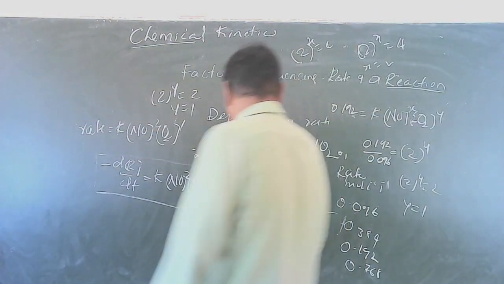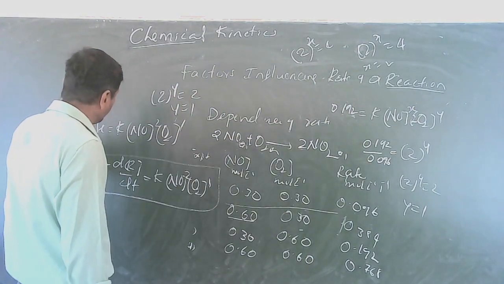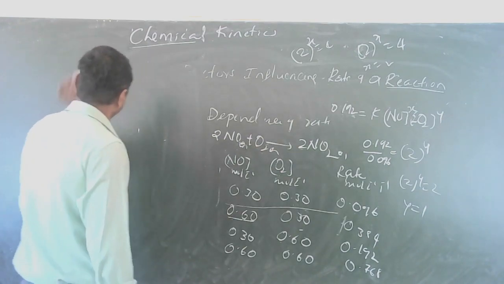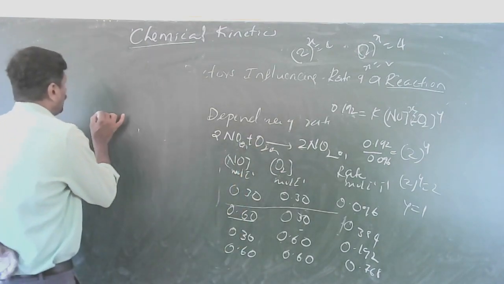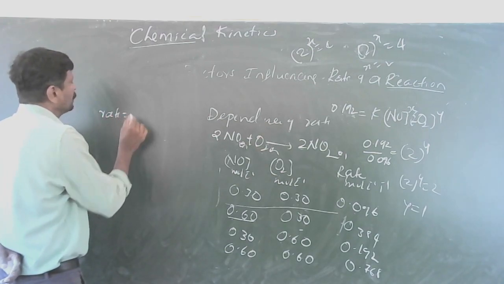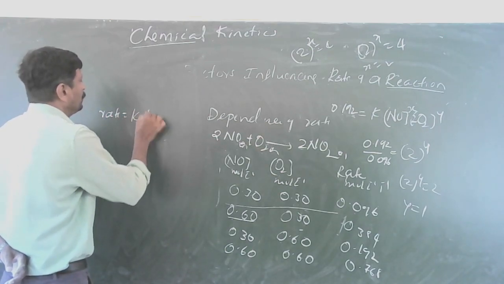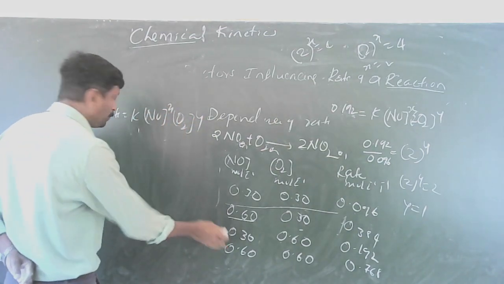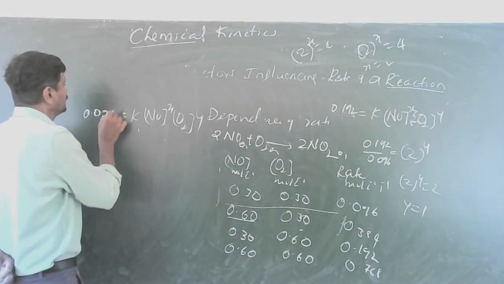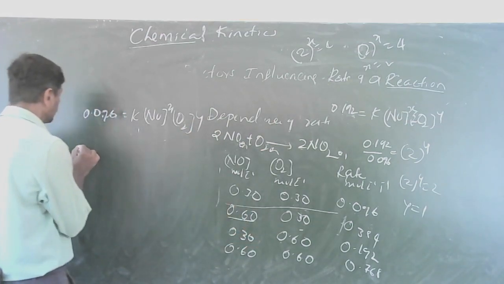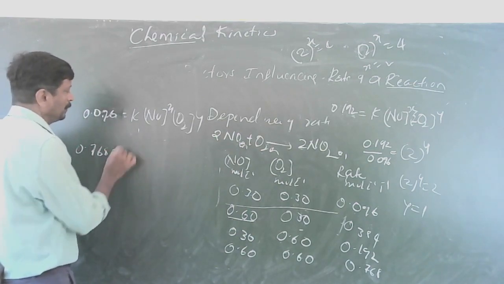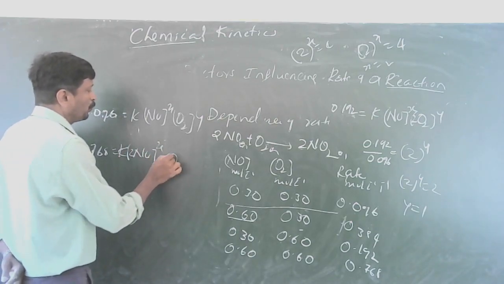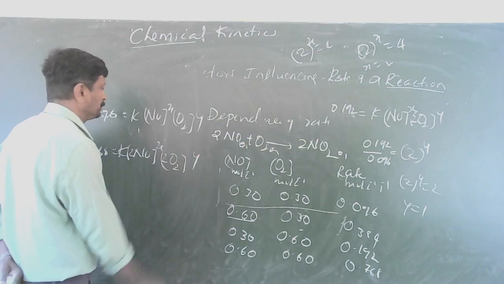So you can analyze the fourth result. The first result, now we don't know the rate is equal to what? K into NO raised to X and O2 raised to Y, with O2 raised to 1. This is going to be 0.096. And the last case, 0.768 is equal to K into 2 NO raised to X and 2 O2 raised to Y.